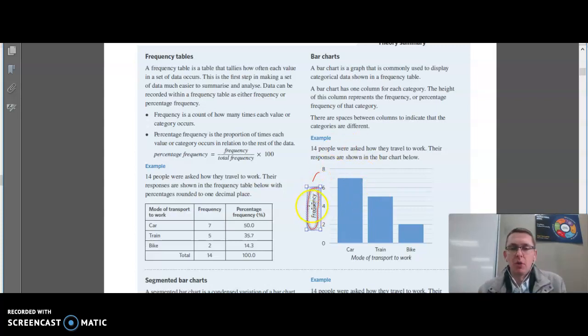So again, you might have a frequency, but the question asks what percentage of people chose car. Now if you look at this, you might answer 7%. But if you look at car, the 7 is a count out of the 14 people surveyed. You'd have to go 7 plus 5 plus 2, which is 14. 7 divided by 14 is 50%. So just be wary of that. Always have a look and make sure you note that.